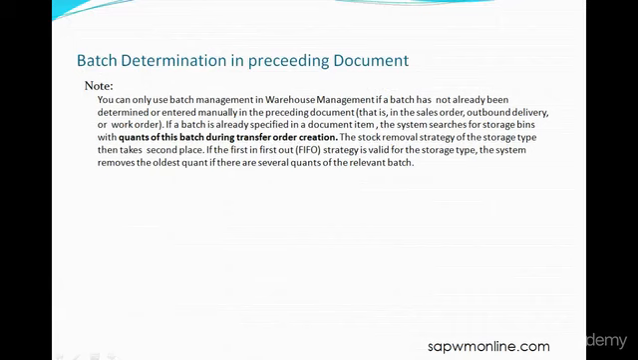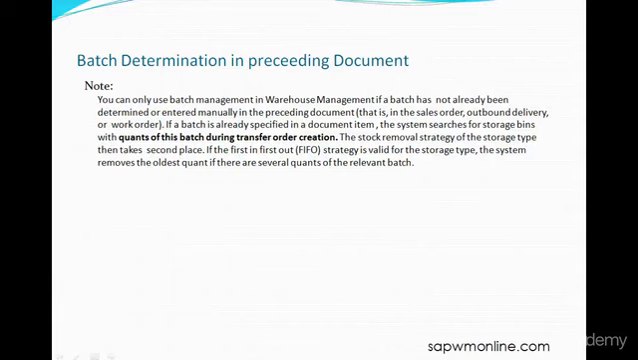Before we see the batch determination process in a warehouse, we need to note something very important here. If the batch is determined already in a preceding document, how does the system behave? You can only use batch management in warehouse management if a batch has not already been determined or entered manually in the preceding document. That is, in the sales order or the outbound delivery or the work order and so on.